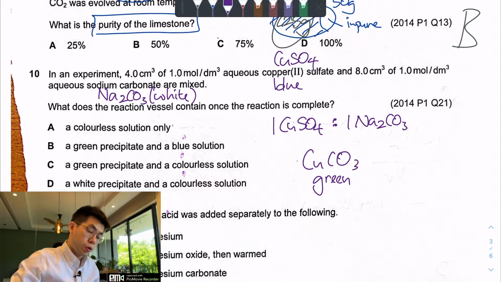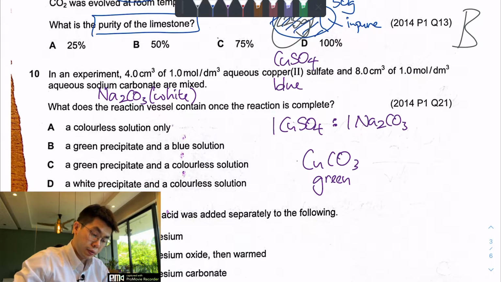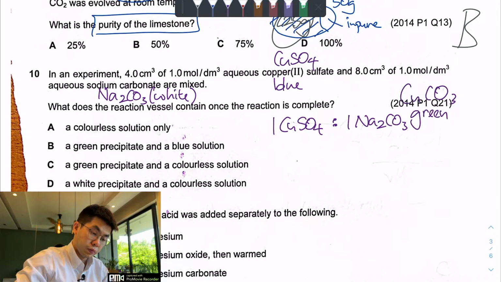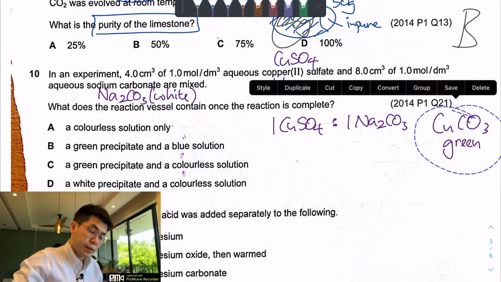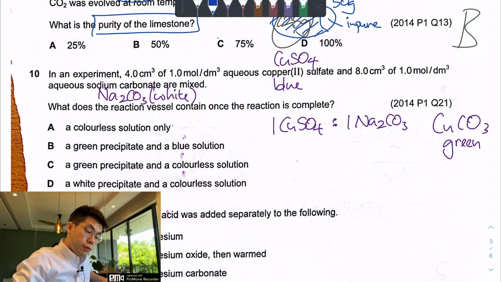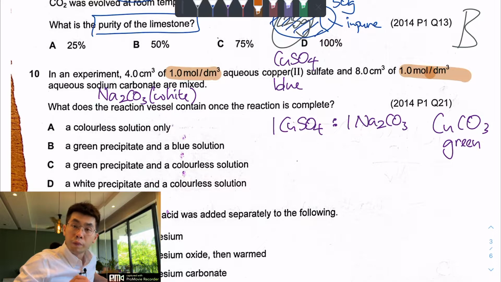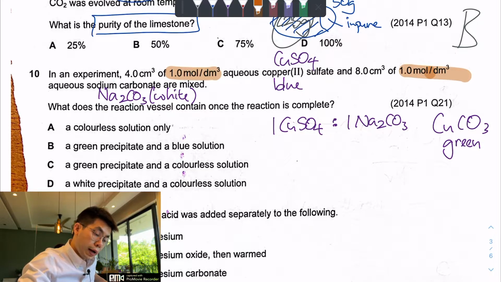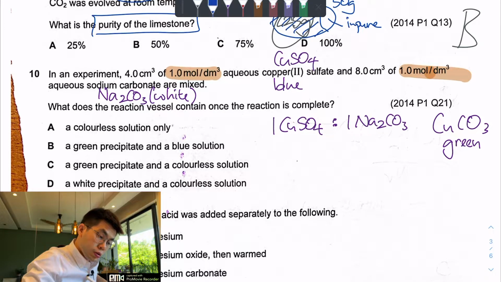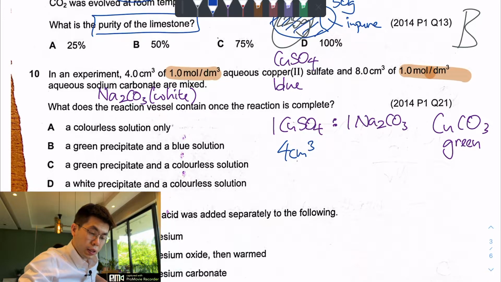Okay, so that's what you need to know. 1:1, and the product is green. Right, the product is green. Let me put it over here. Now we are given 4 cm³ of copper sulfate and 8 cm³ of sodium carbonate, and you realize that the concentrations are the same. Because the concentrations are the same, I can just compare the volume. So I have 4 cm³ here. If I have 4 cm³, I will need also 4 cm³.